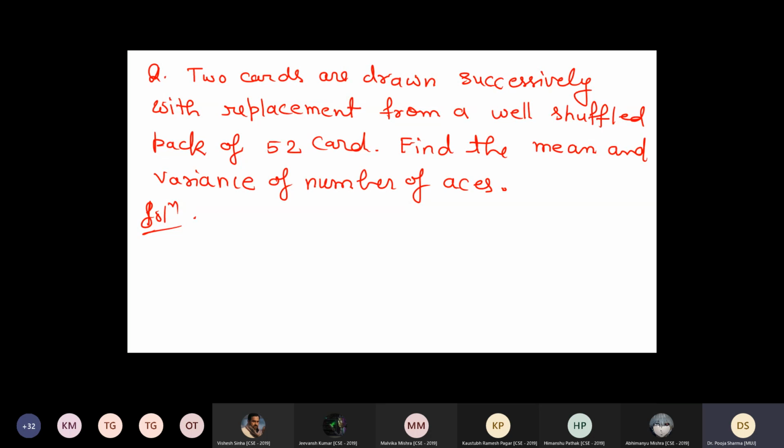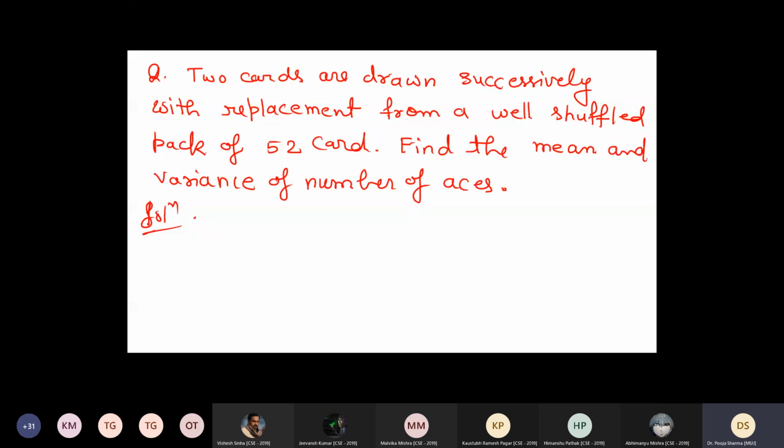So firstly, let us understand the problem. As per this problem, two cards are drawn successively with replacement. It means if we draw one card, then we replace it, and after that we take another card, from a well shuffled pack of 52 cards. The total number of cards is 52. Find the mean and variance of the number of aces.